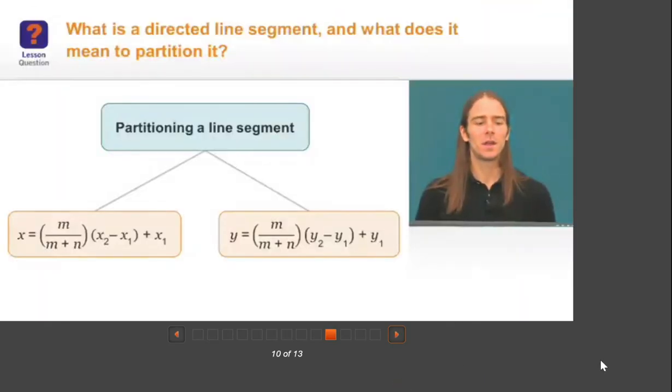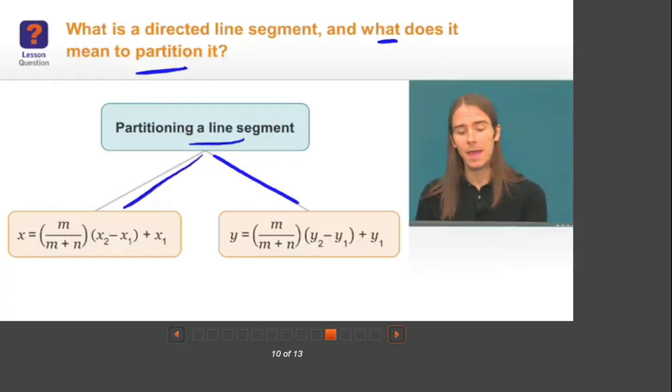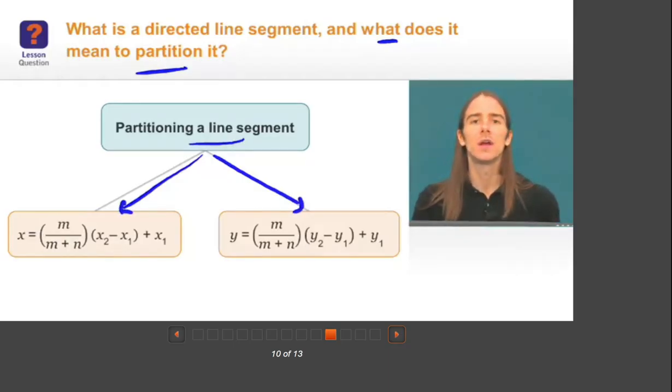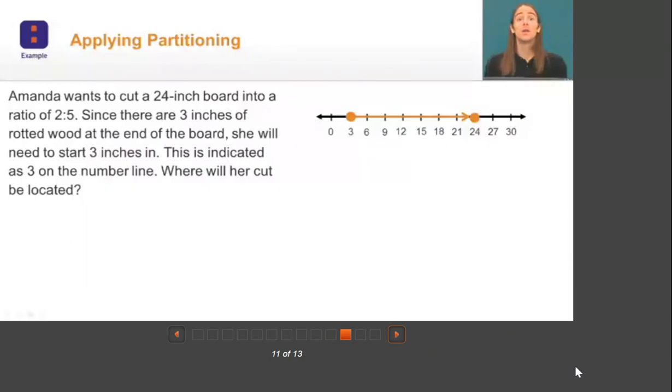In this lesson, we're asking, what is a directed line segment and what does it mean to partition it? We've learned a formula for partitioning a directed line segment that looks like this. And what we're going to do next is see how partitioning a directed line segment can help us to solve some problems.